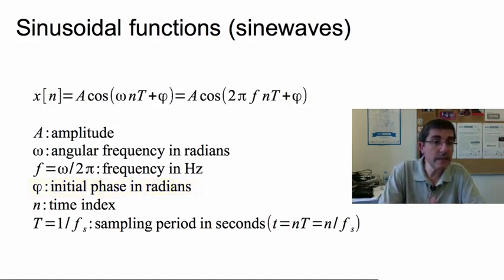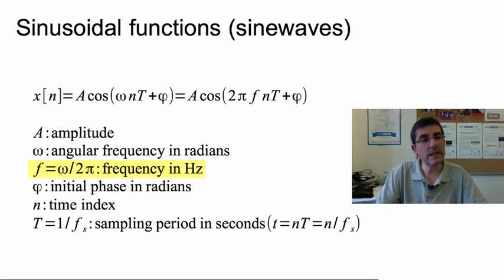And the frequency can be expressed also in hertz. So to convert the omega into hertz, we basically have to divide by 2 pi. So omega divided by 2 pi is equal to the frequency in hertz.